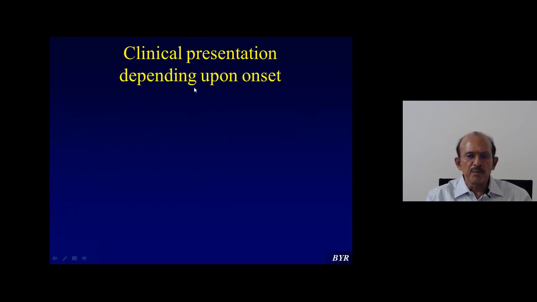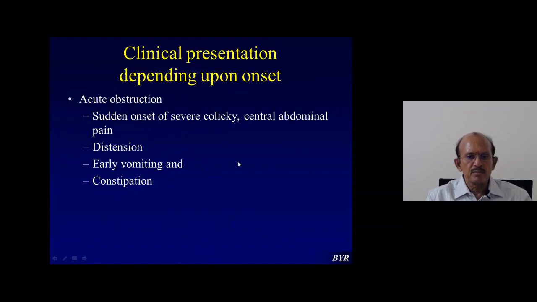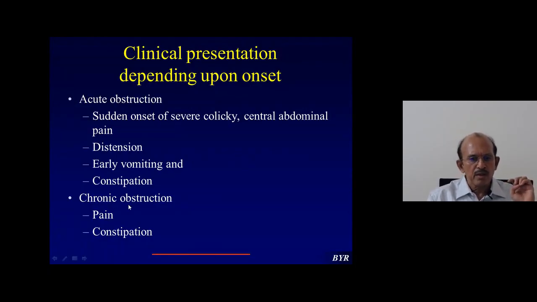So, clinical manifestation depending upon the onset. Acute obstruction: sudden onset of severe colicky central abdominal pain, distension, early vomiting, and constipation. Chronic obstruction produces pain and constipation. In chronic obstruction, that means a partial obstruction of the colon, the main feature will be constipation, pain, and later distension. Vomiting may or may not be present, and even if it is present, it is a very late feature.